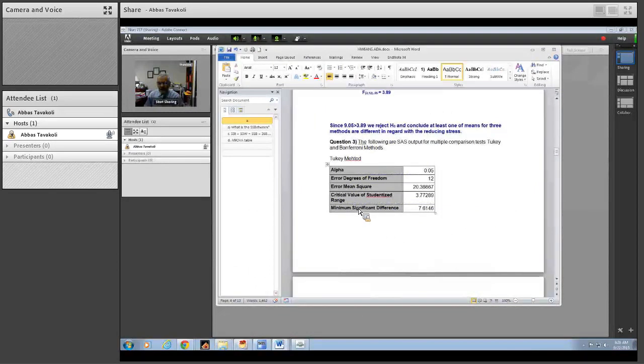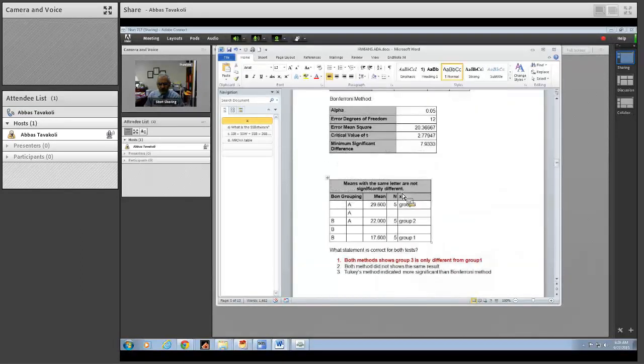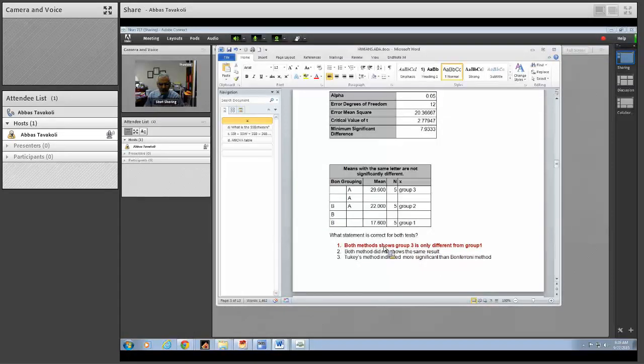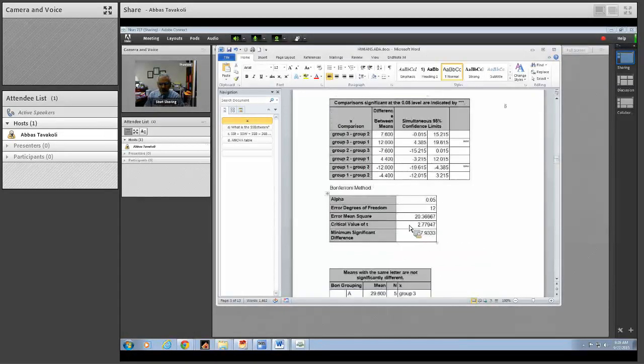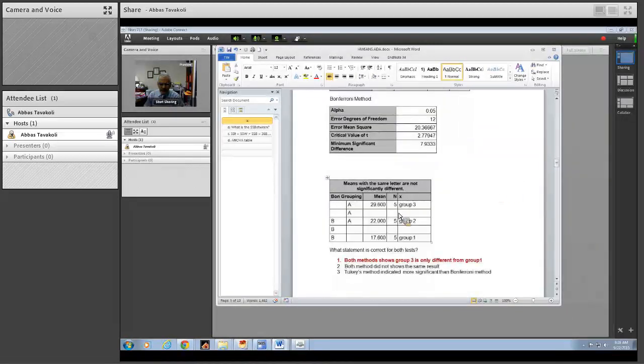Question 3, I gave you the SAS output of the multiple comparison tests for Tukey and Bonferroni, and I asked you which statement is correct for both tests. If you look at the Tukey, it shows groups 3 and 1 are different. The asterisk shows that, and only groups 1 and 3. 1 and 3, 3 and 1, they are the same. And if you look at the Bonferroni, it lines up.